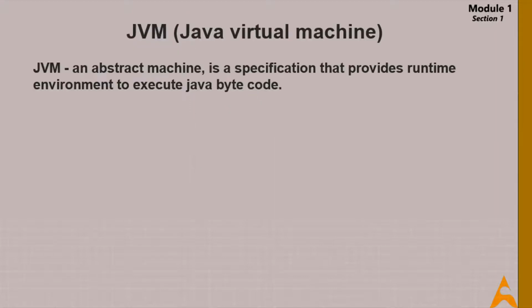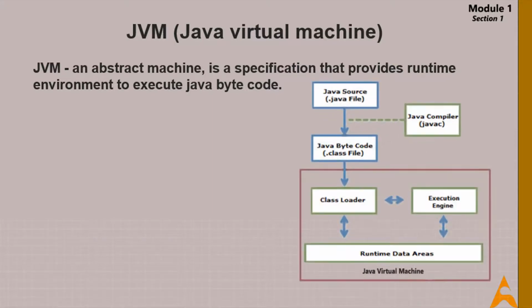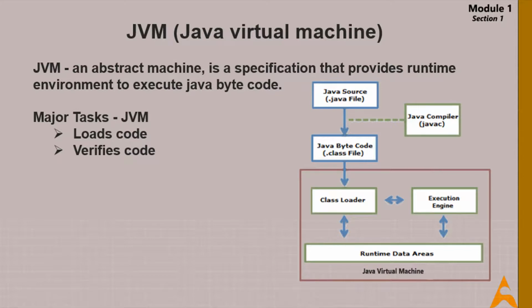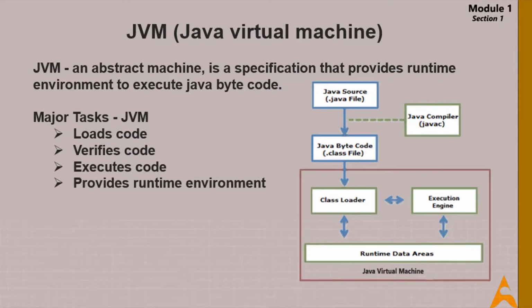JVM is the acronym of Java Virtual Machine. JVM is an abstract machine. It is a specification that provides a runtime environment in which Java bytecode can be executed. The JVM performs the following main tasks: loads code, verifies code, executes code, and provides a runtime environment.